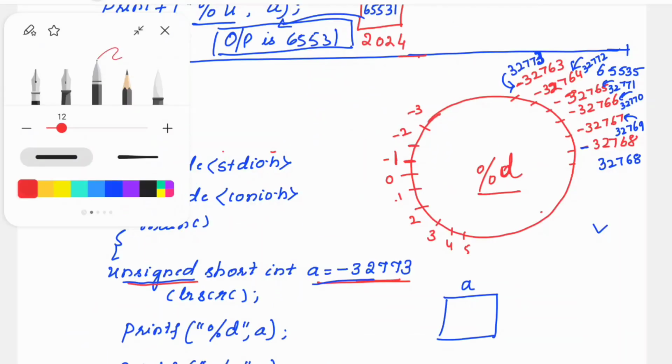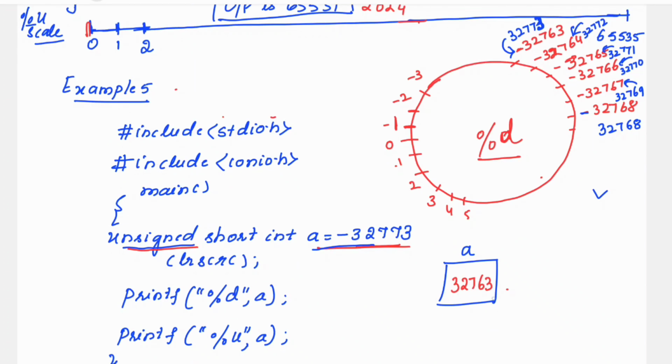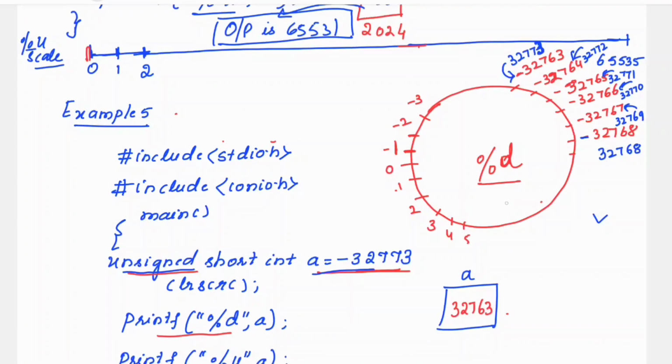So the value that gets stored here is 32763. Look here, the number given was minus 32773 and the value that is getting stored is 32763. So this is the output. Compiler will never directly print this. It will check in the printf statement the format specifier %d. %d is the signed circle. It will just see whether 32763 is there. Yes, it is there, 32763.